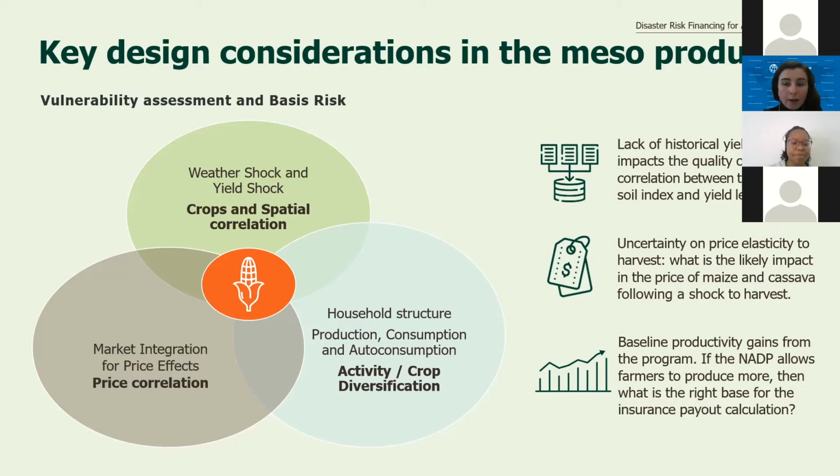And following that, the last point we needed to look at is the baseline productivity gains from the program. There is an overarching question that comes up: if the program reaches its goals and it improves the farmers' productivity, what is our baseline? What's the right baseline for the insurance payout calculation, and for assessing that there is an economic impact for the farmers, knowing that the effects of the National Agriculture Development Program are intended to be happening over 5 years in phase 1, but over a far longer period, 15 years in total. Next slide, please.